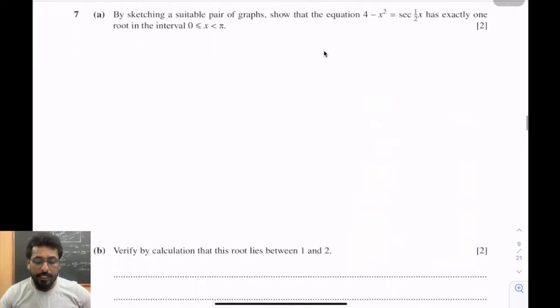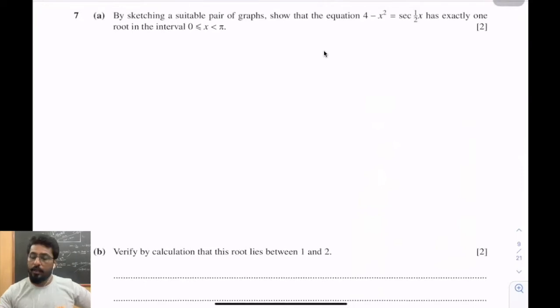The first part of the question, A: by sketching a suitable pair of graphs, show that the equation 4 minus x square is equal to sec of half x. Sec of half x is like sec of x upon 2. Has exactly one root in the interval x lying between 0 to pi. Now, can you see x is greater than or equal to 0, but it is less than pi. Okay, so it's not less than or equal to pi. So on the right side of the interval, there is no equality present. So x cannot become equal to pi.